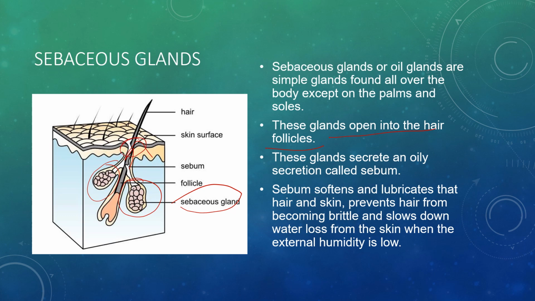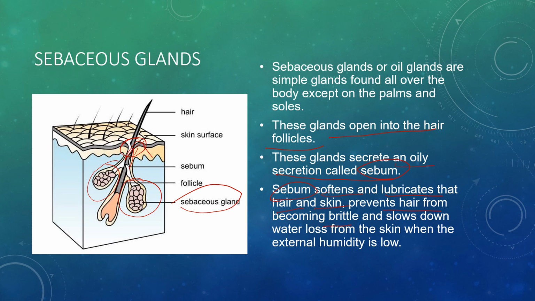These glands are just below, in the dermis layer. They open into the hair follicles, and these glands secrete an oily secretion called sebum. The sebum softens and lubricates the hair and the skin and prevents the hair from becoming brittle.